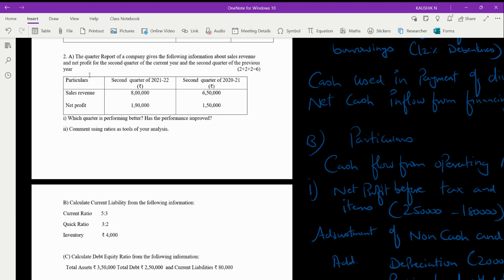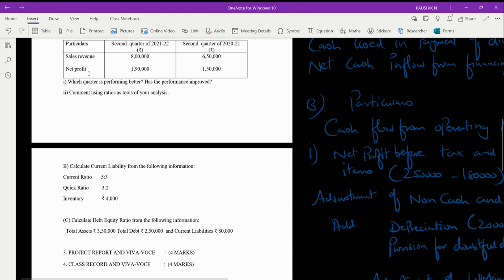Yes, here if you see you have been given sales and revenue, and net profit, and it is for two different quarters. They are not given the segment. That's the difference. It is not segment. So second quarter for 2021-22 and second quarter for 2020-2021. With this, you are going to comment on it. So what they asked: which quarter is performing better? Has the performance improved? That's the first question. Second question they're asking is, comment using the ratio as a tool of your analysis.